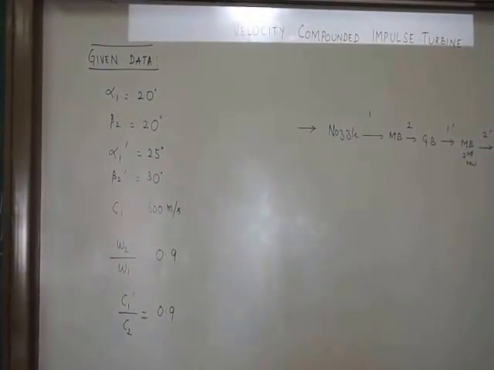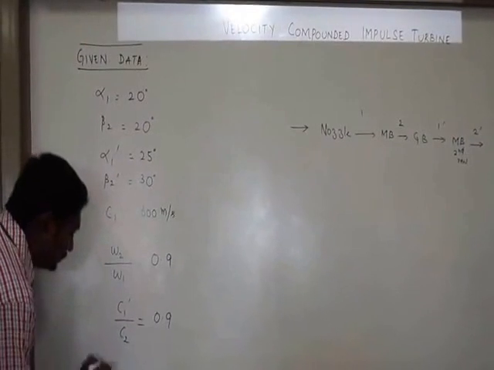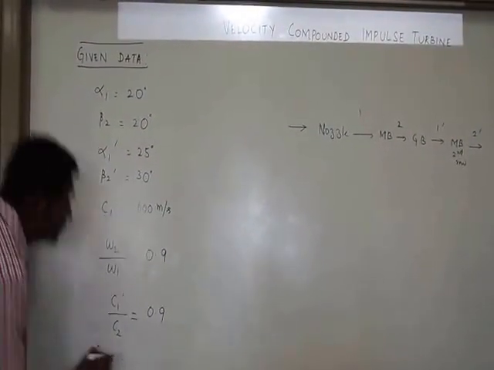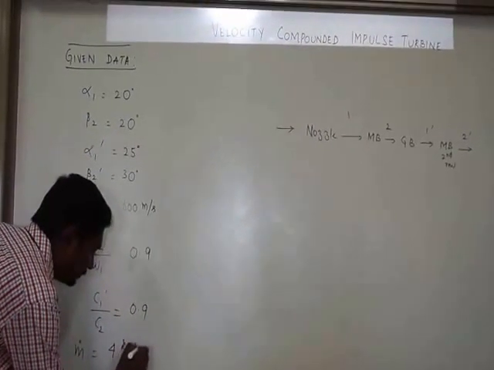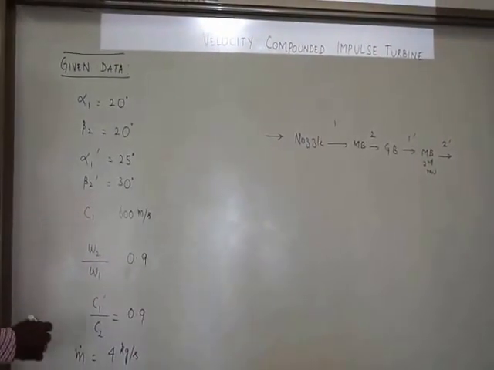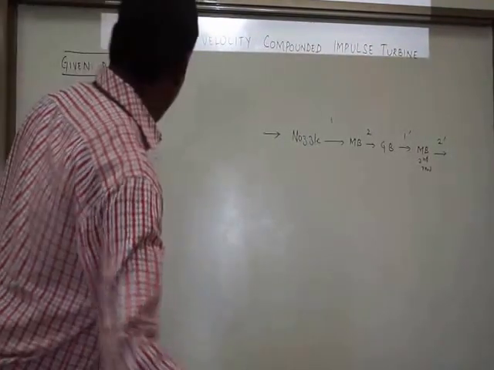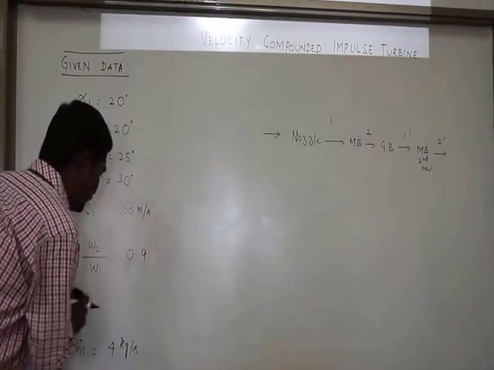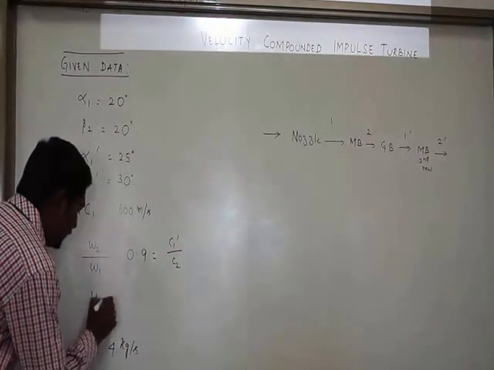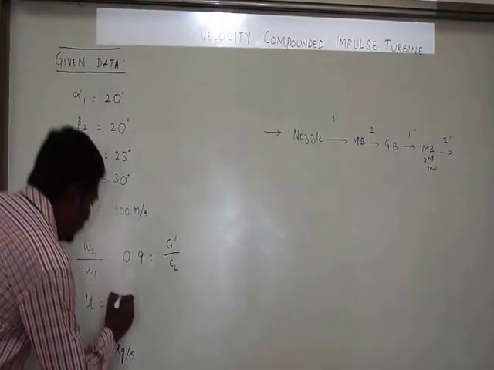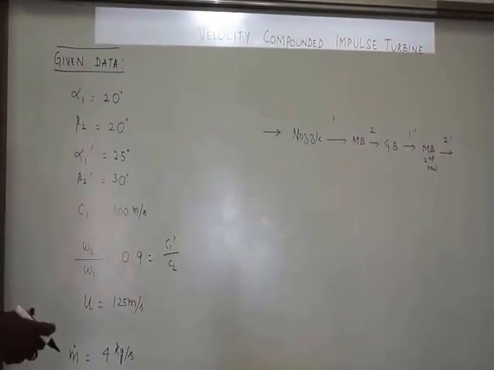Find the diagram efficiency and the power developed for a steam flow where the mass flow rate of the steam is given as 4 kg per second, and the blade speed is given as 125 meter per second. Blade speed is going to be constant, which is 125 meter per second. What else is given?